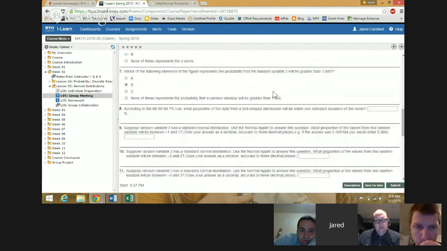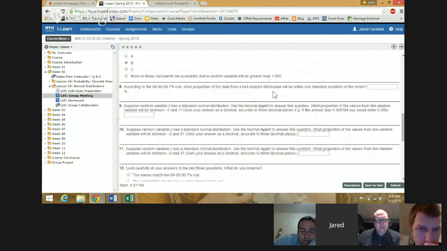Yep. All right. According to the 68-95-99.7 rule, what proportion of the data from the bell-shaped curve distribution will be within 1 standard deviation of the mean? So that would be 68.